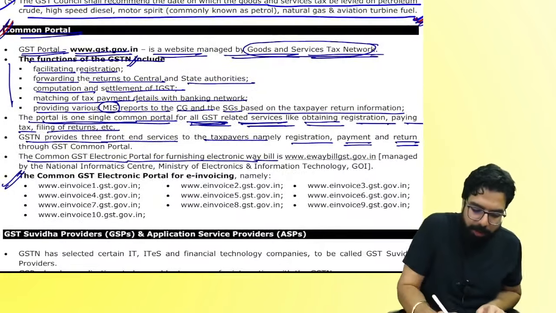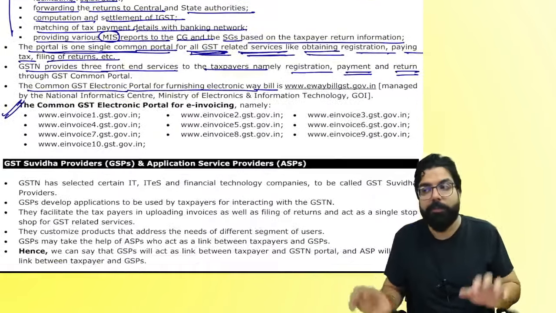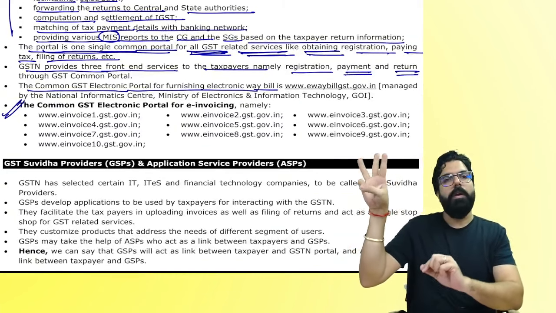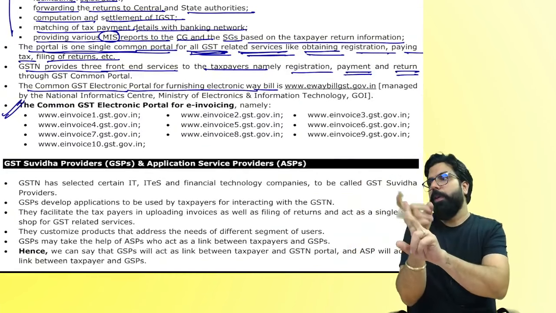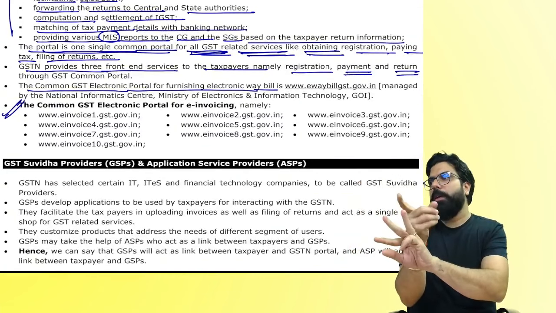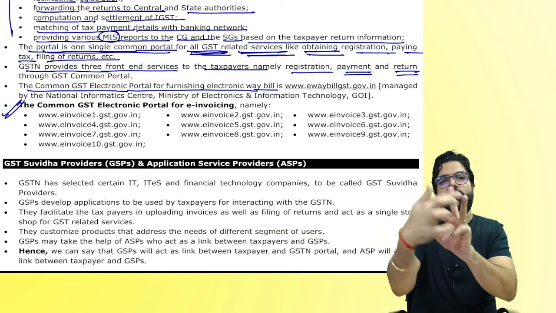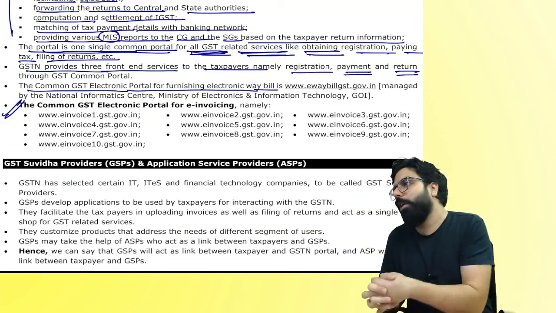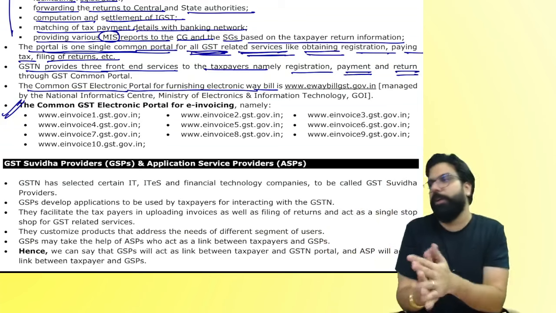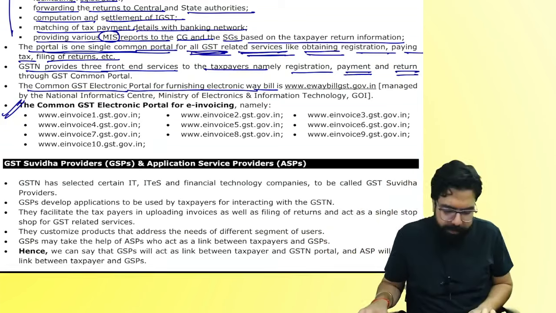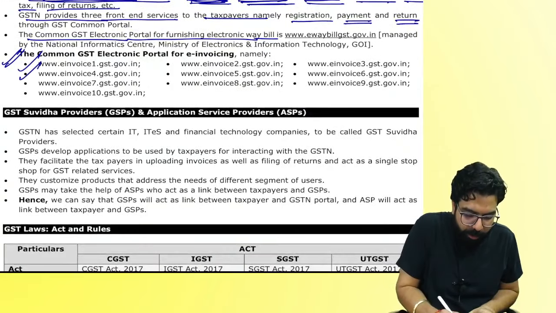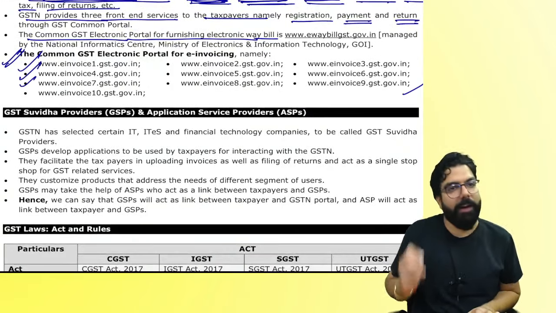So can you tell me everyone, what are the common portals which we have? Three common portals: gst.gov.in, the e-invoicing common portal, the e-way bill common portal. E-invoicing has 10 portals and these two, so approximately we can say, not approximately, we have 12 common portals which are there. Can we go ahead everyone? That's all. E-invoice 1, e-invoice 2, 3, 4, like that 10 are there.